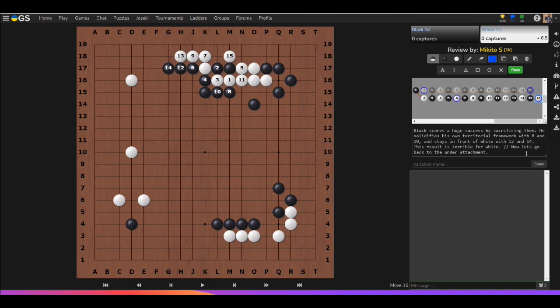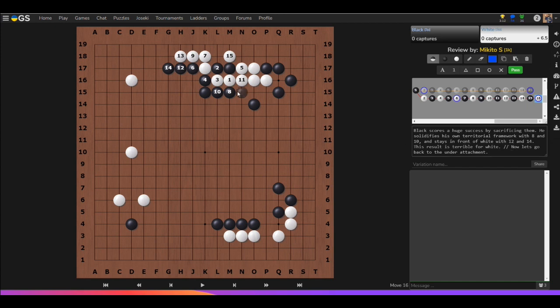So, without even reading the script, which I will anyway, you can just clearly see that black got a very successful situation because of this moyo, right? This thickness, this strength facing another thickness is really nice. And white really didn't get too much. So let's read the script. Black scores a huge success by sacrificing the two stones. He solidifies his own territorial framework with 8 and 10 and stays in front of white with 12 and 14. This result is terrible for white.